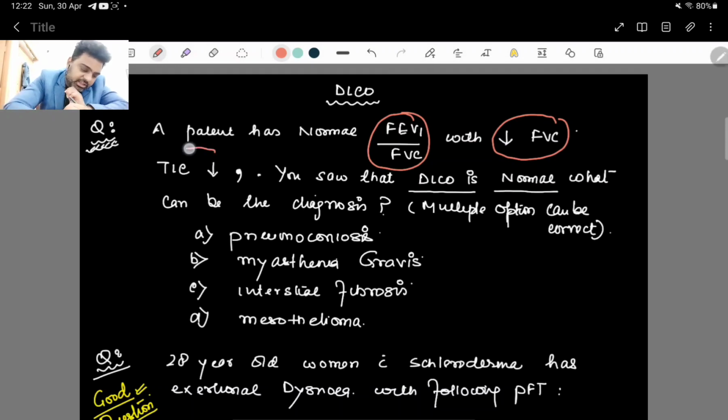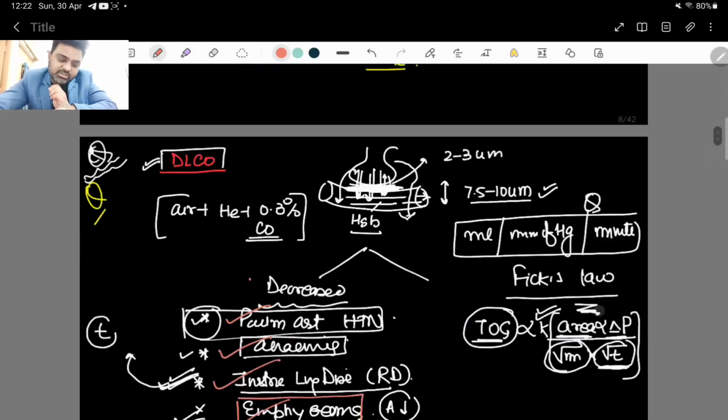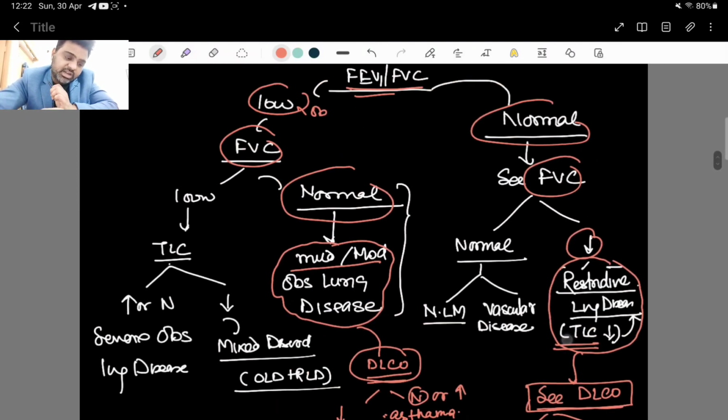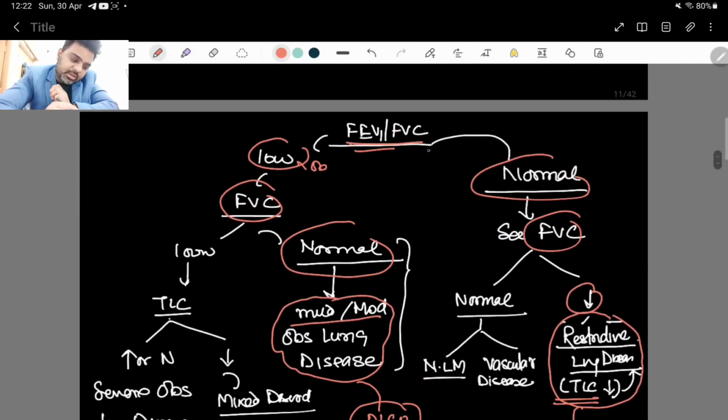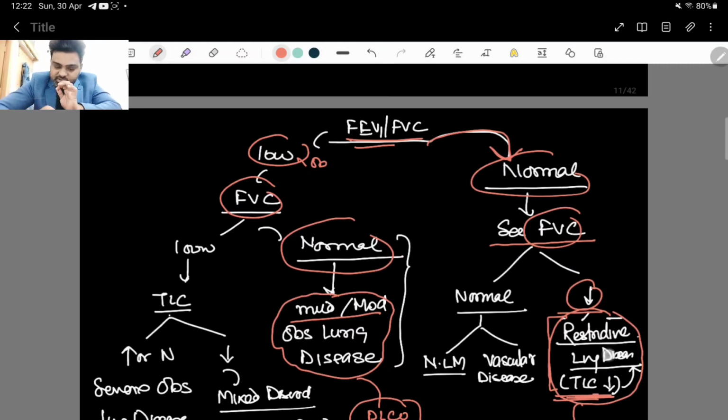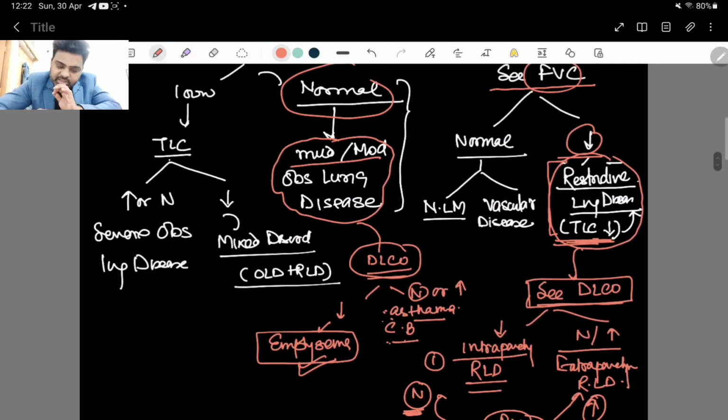Okay. Now here TLC is decreased. Now we have understood that we are dealing with a restrictive lung disease. That means, see this, FEV1 by FVC is normal. Then we see FVC is decreased. That means it is a restrictive lung disease, and TLC is also decreased. That means it is a restrictive lung disease. Now we have to see DLCO to differentiate between intraparenchymal or extraparenchymal.